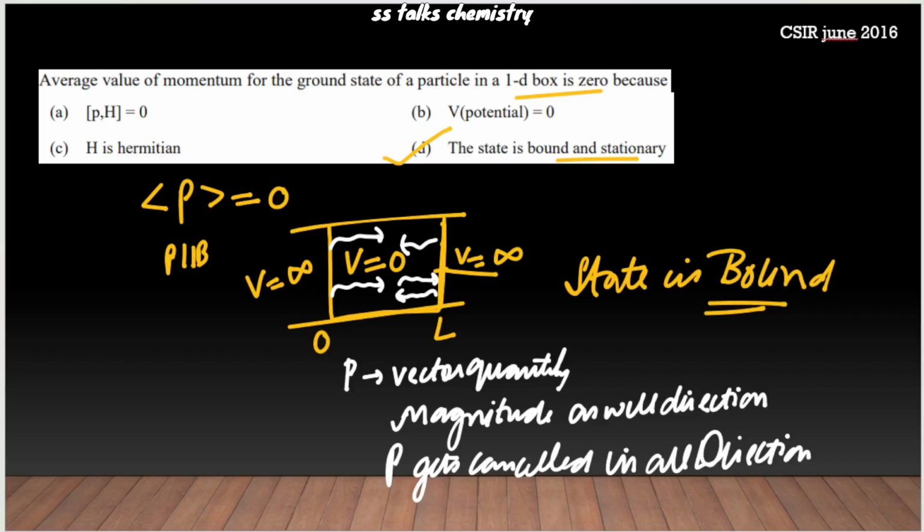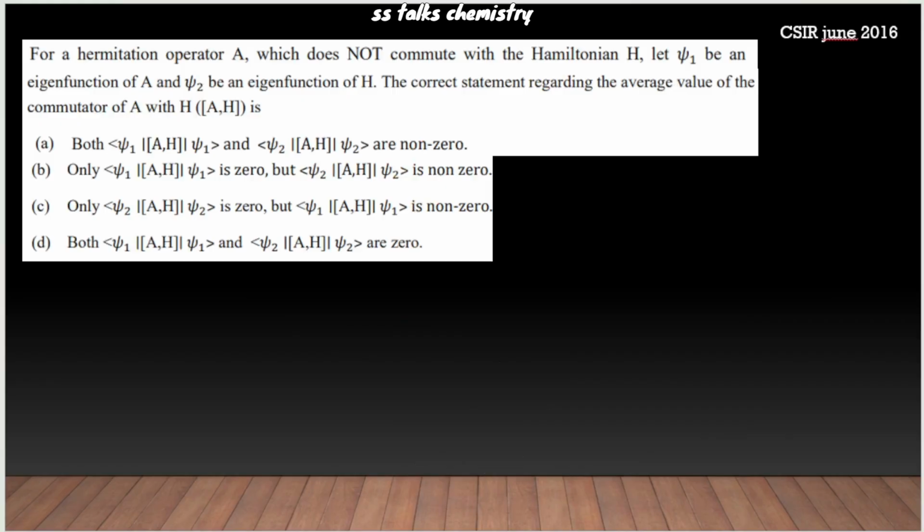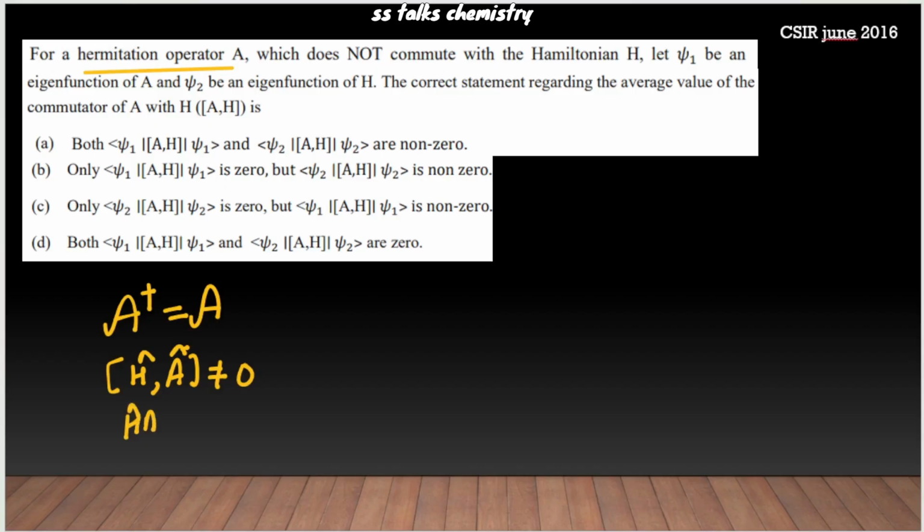Okay. Next, this one, for a Hermitian operator. First thing, the Hermitian operator A, which means A dagger equals A only, does not commute with the Hamiltonian. That means the commutator of the Hamiltonian with this operator A is not equal to 0. That means HA is not equal to AH, right? This is what we are getting. It is not commuting with the Hamiltonian.